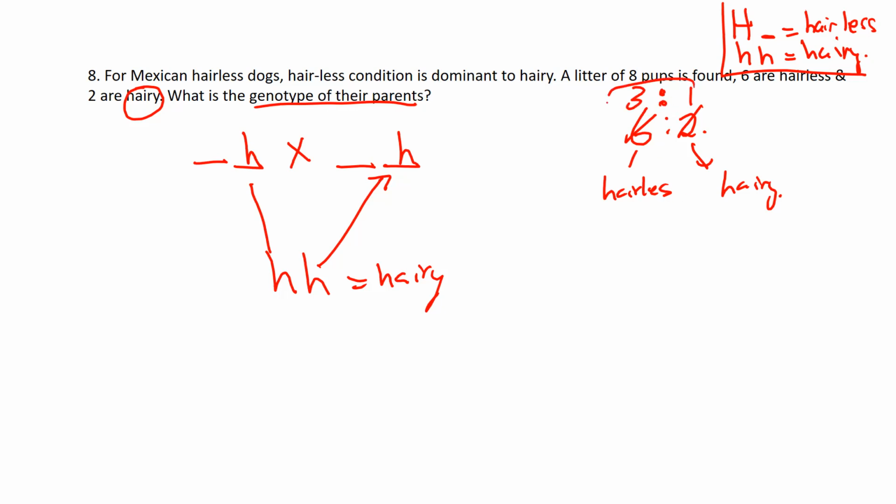And this is a pattern that we should recognize. When you have a 3-to-1 ratio in a monohybrid cross, both parents must be heterozygous. So that's where we use the ratio to fill in the rest of the genotypes of the parents. And if you wanted to test that in a Punnett square, you can do that, but you will get that 3-to-1 ratio.